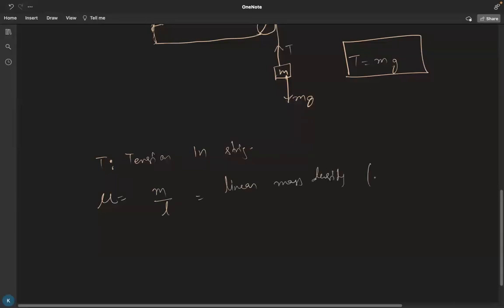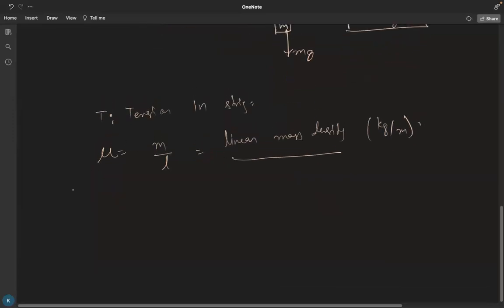Its unit will be kilogram per meter, right? So this is the linear mass density, mass per unit length. And this is our tension in the string, right? So the thing is, we are taking the dynamics of this small part of the string. Let me write it here: dynamics of a small part of the string with respect to the wave pulse.